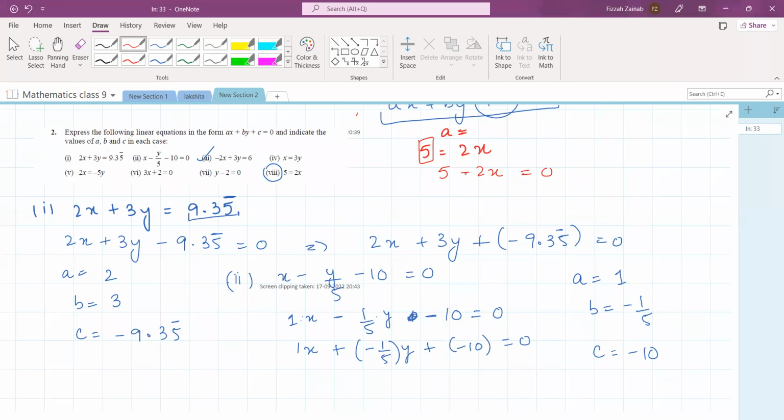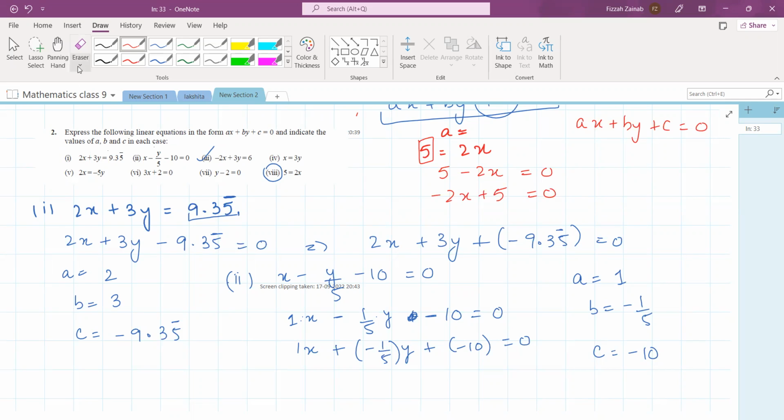Now, what you can do is, the general form is ax plus by plus c is equal to 0, right? So I'm just taking c, just shifting the place. So can I write it minus 2x and plus 5? Is there any problem?